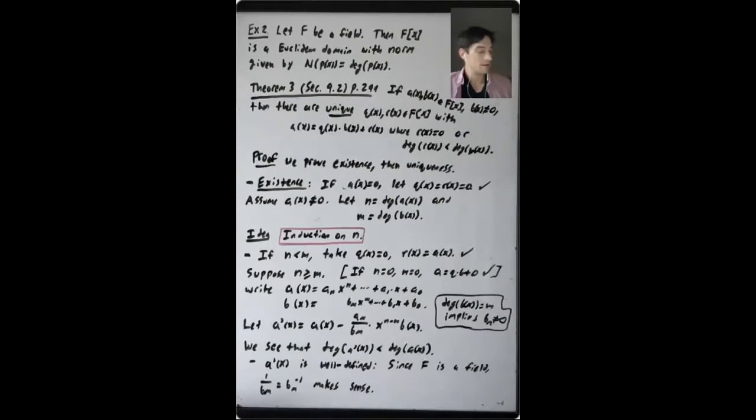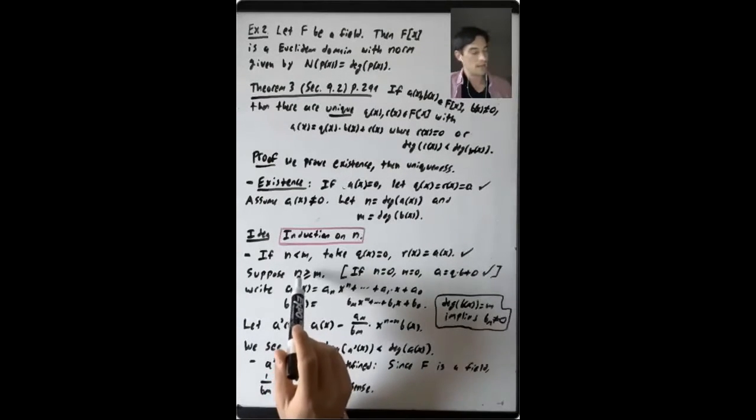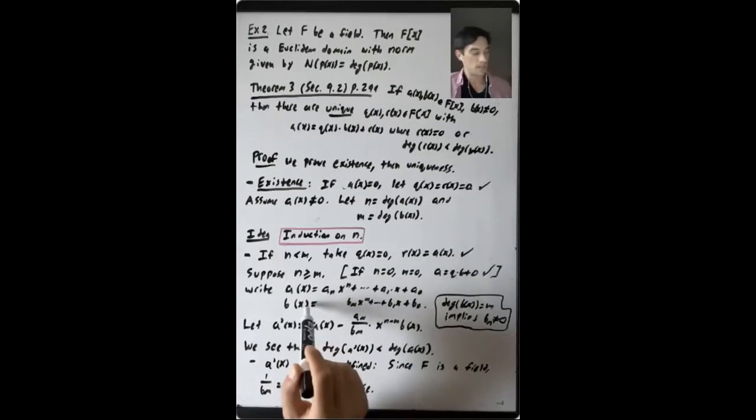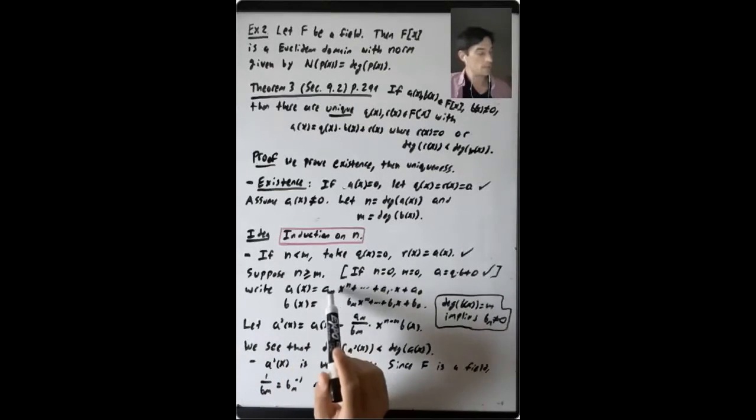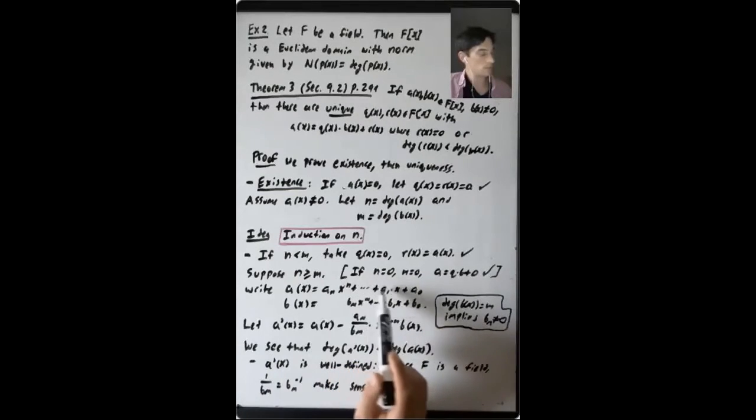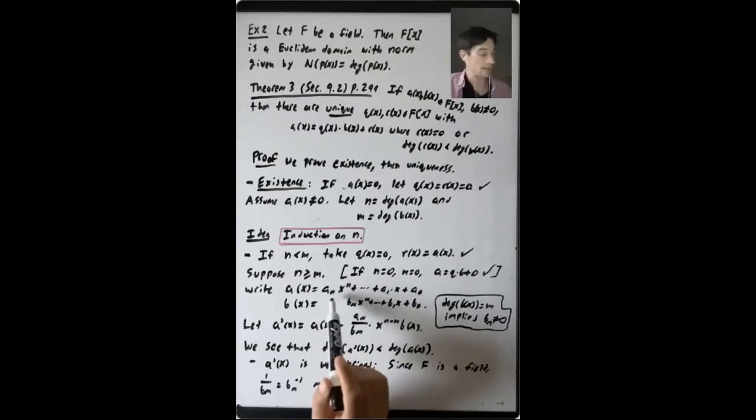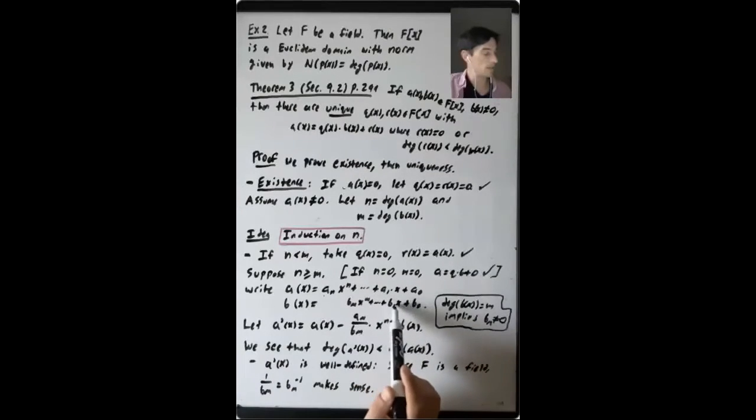OK, so A is a polynomial of degree n, B is a polynomial of degree m. That means we can write them out. A(x) = a_n x^n + a_{n-1} x^{n-1} + ... + a_1 x + a_0. And the fact that the degree is n means that a_n is not 0. B(x) = b_m x^m + ... + b_1 x + b_0. And again, the degree of B(x) being m means that b_m, this coefficient, is not 0.